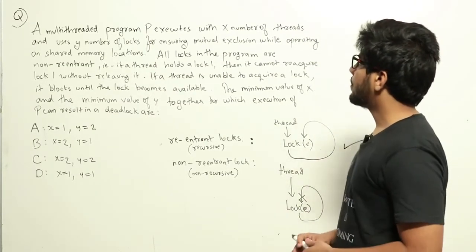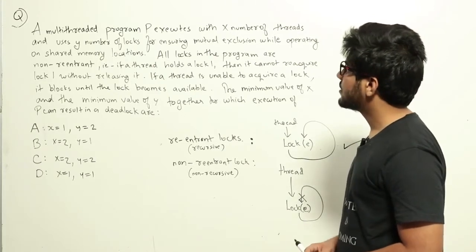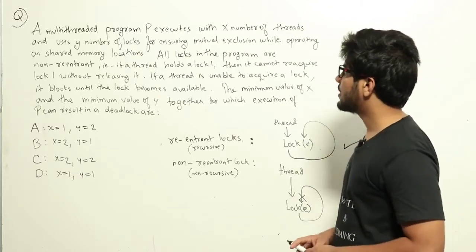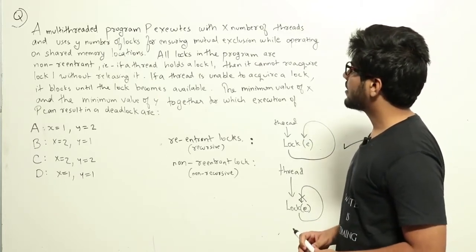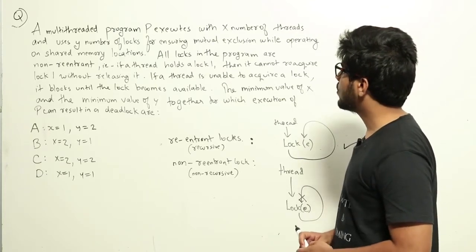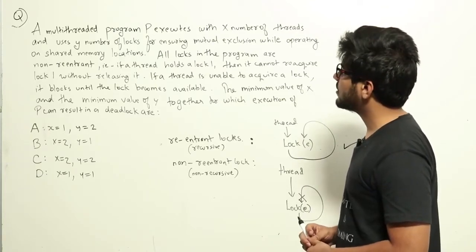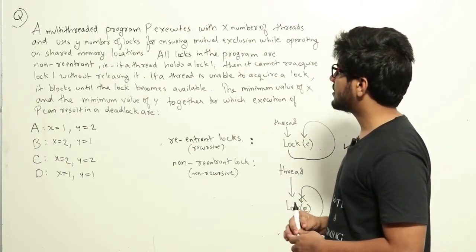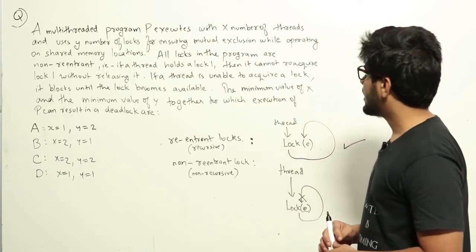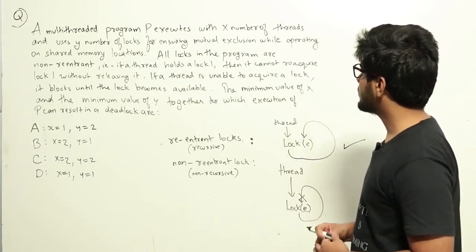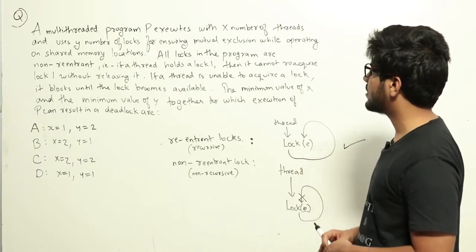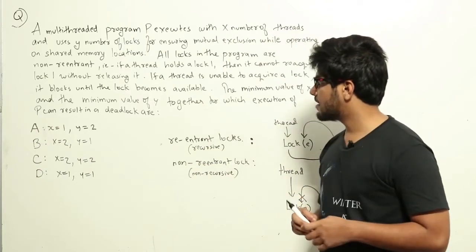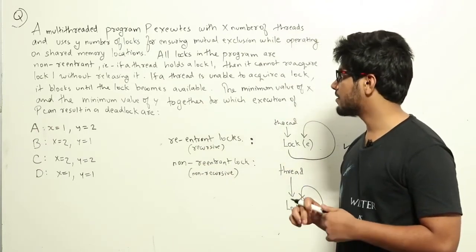A multi-threaded program P executes with X number of threads and uses Y number of locks for ensuring mutual exclusion while operating on shared memory locations. All locks in the program are non-reentrant, i.e. if a thread holds a lock L, then it cannot reacquire lock L without releasing it. If a thread is unable to acquire a lock, it blocks until the lock becomes available. The minimum value of X and the minimum value of Y together for which the execution of P can result in a deadlock are: A. X equals 1, Y equals 2. B. X equals 2, Y equals 1. C. X equals 2, Y equals 2. And D. X equals 1, Y equals 1.